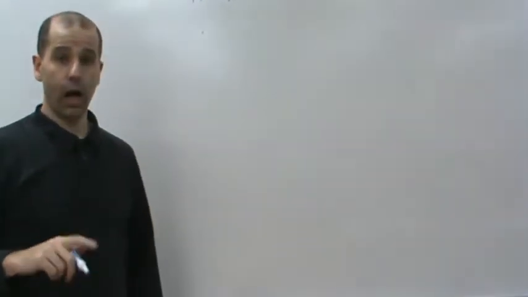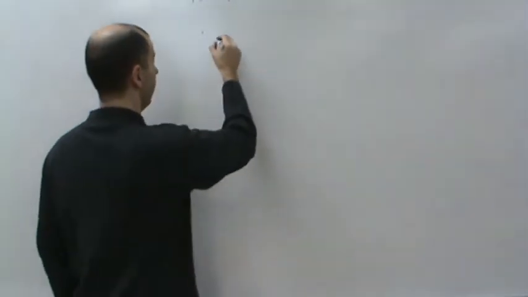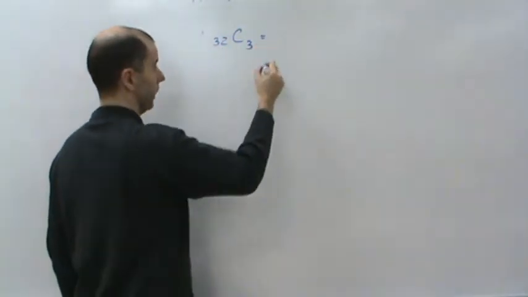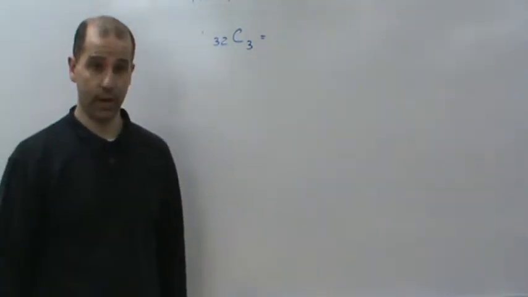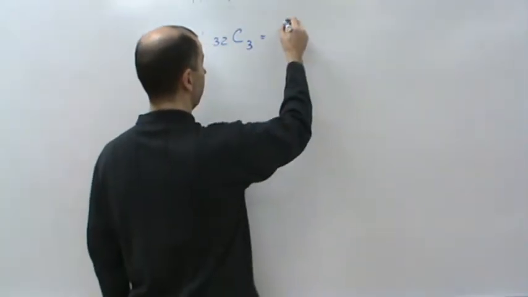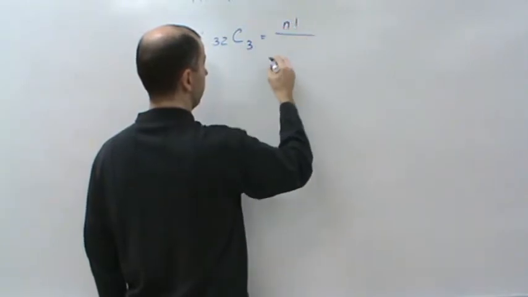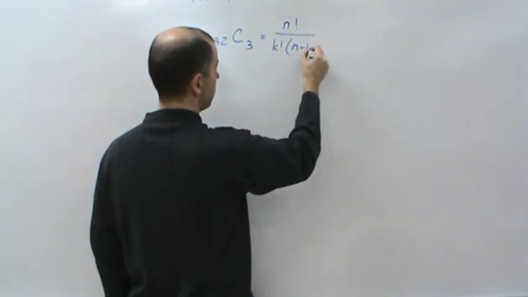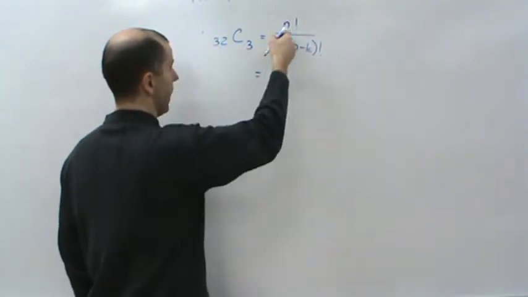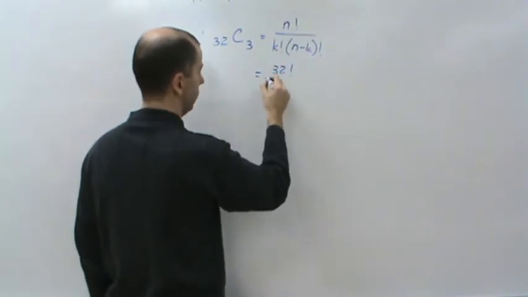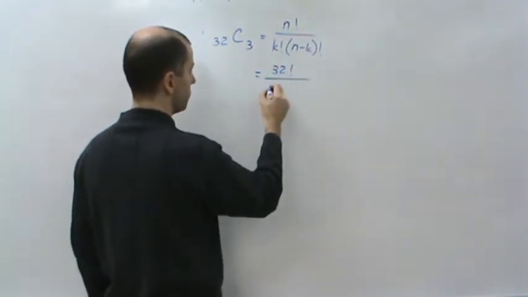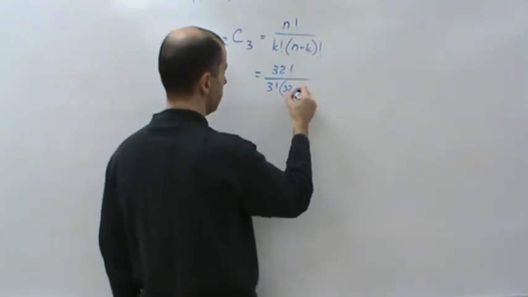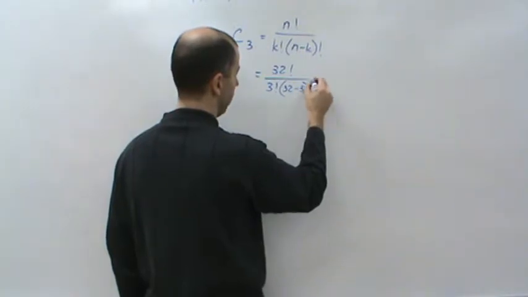So how many people are there? 32. So out of the 32, I'm going to choose how many? 3. And since order doesn't matter, I'm talking about combinations, right? So that's going to be what? n factorial divided by k factorial divided by (n minus k) factorial. So what happens? n is 32, so it's 32 factorial, divided by k factorial, which is 3 factorial, and then divided by n minus k, which is (32 minus 3) factorial.